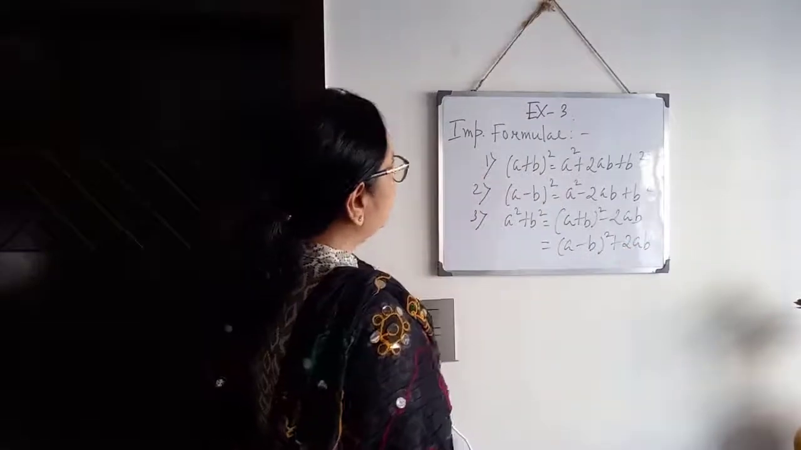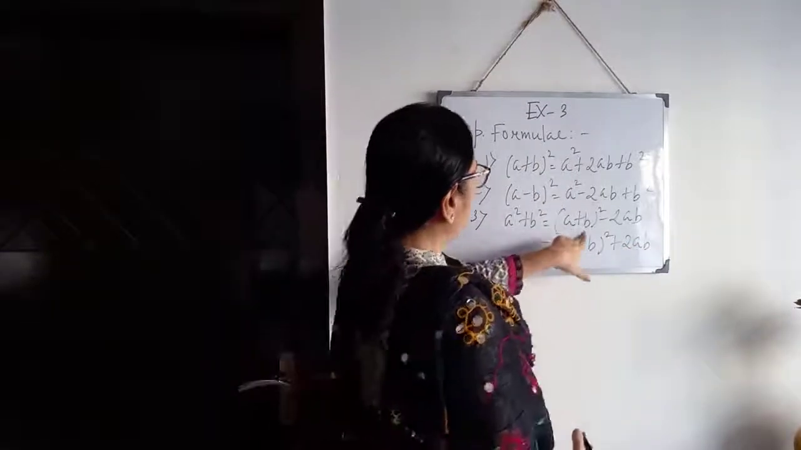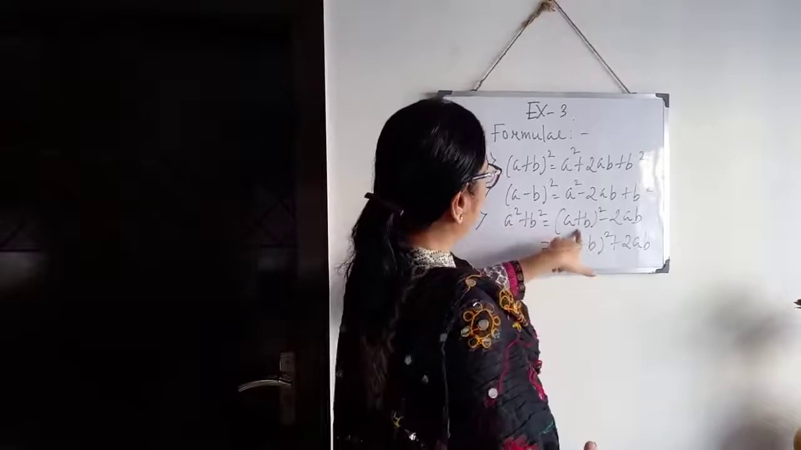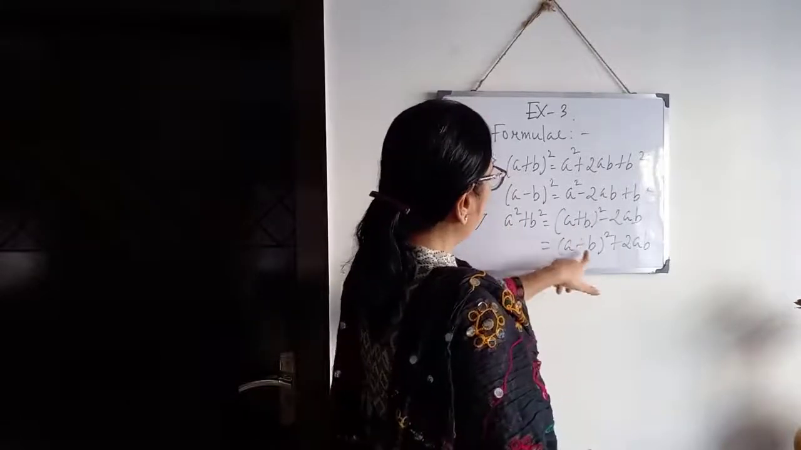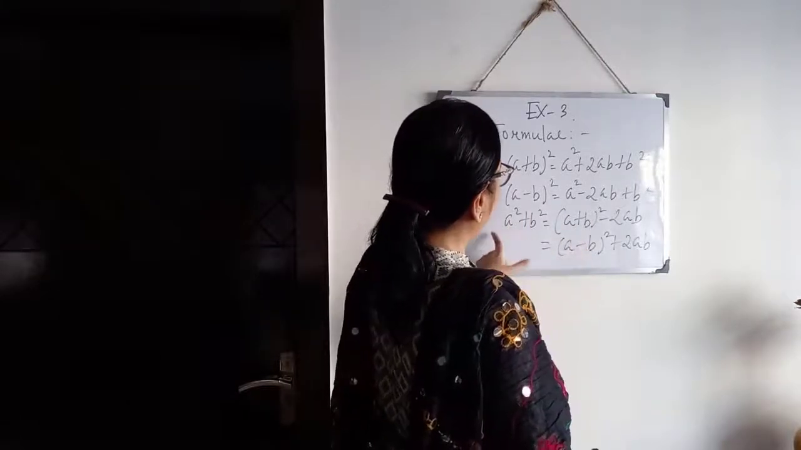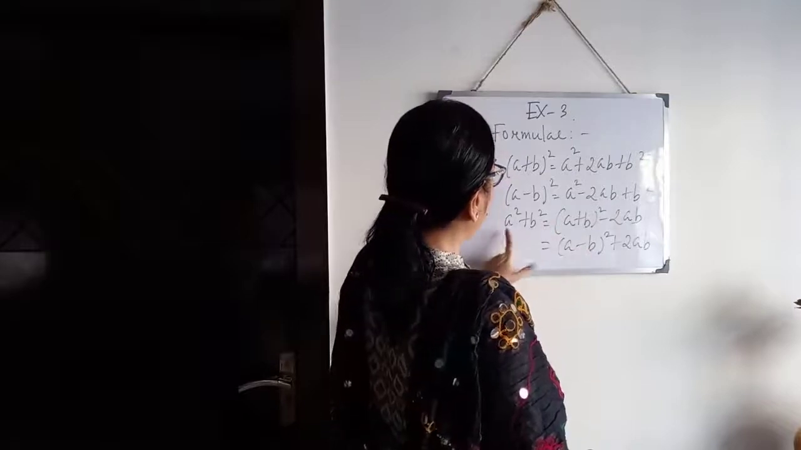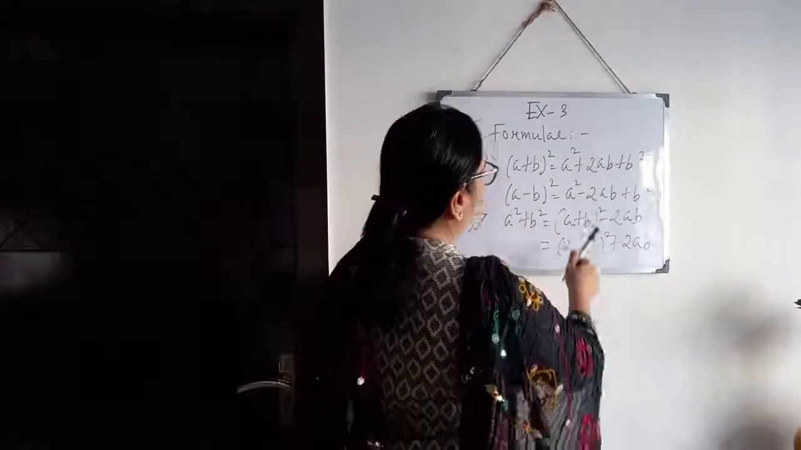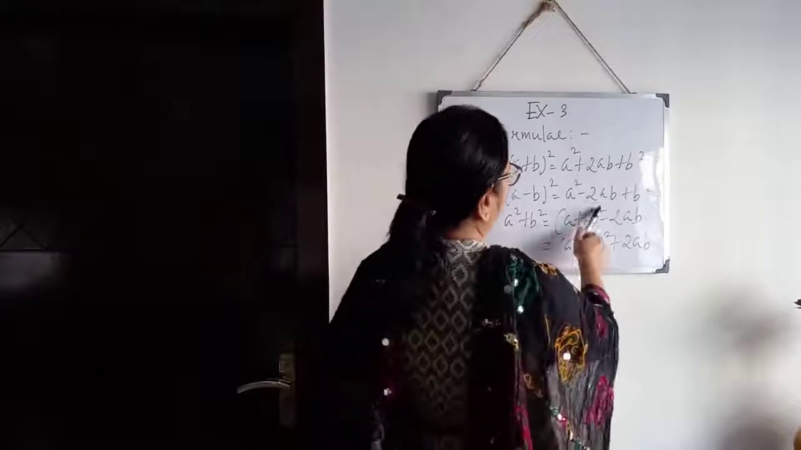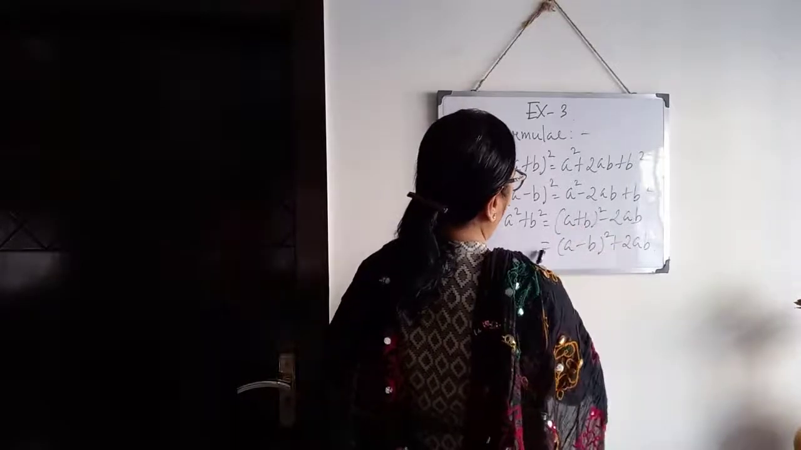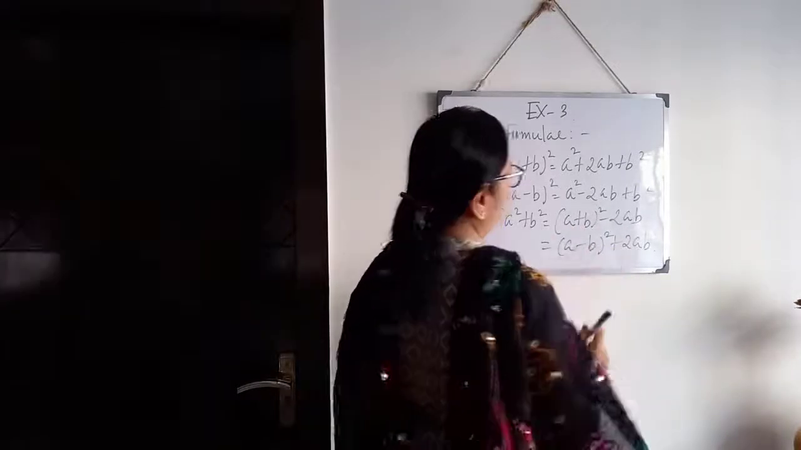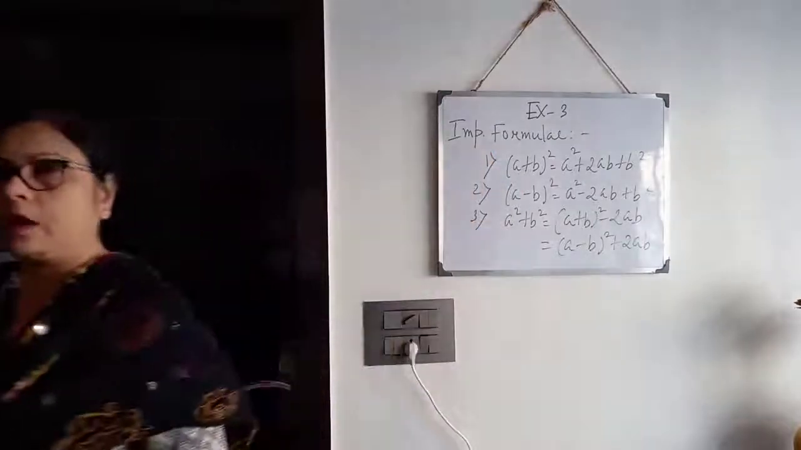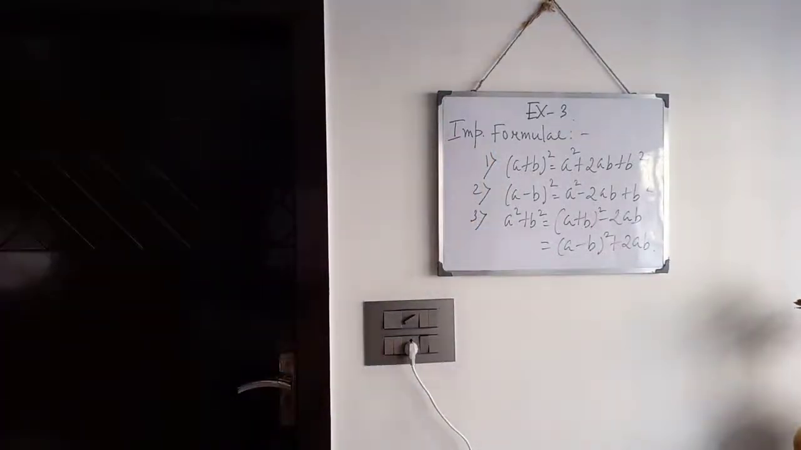You will see that if the value of a plus b is given, then you will apply this formula, or if the value of a minus b is given, then we have to apply this formula. So a square plus b square equals, there are two forms, (a plus b) whole square minus twice ab, or (a minus b) whole square plus 2ab. Now see the formula.